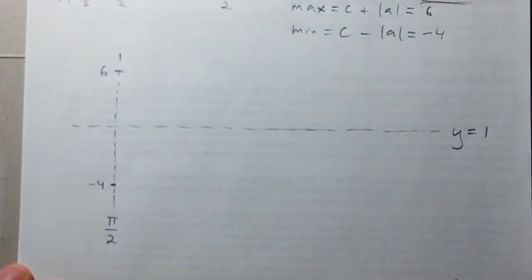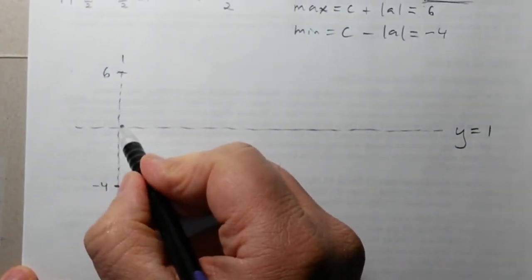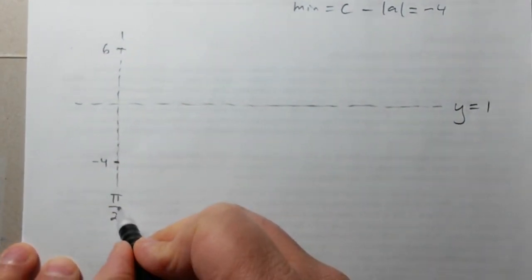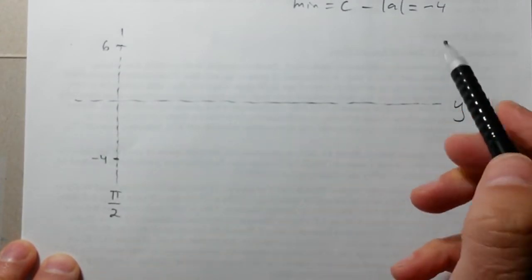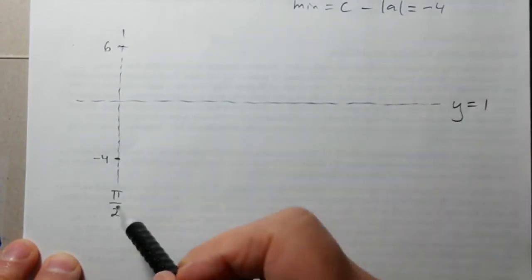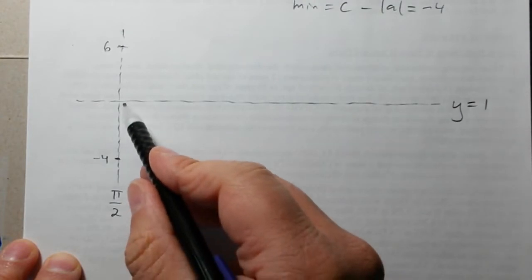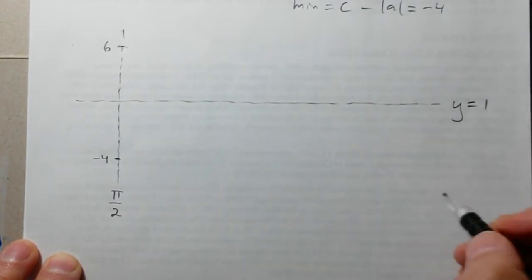So similarly here, now if we start at pi over 2 and the period is equal to pi, then we're going to end up where? Well, we're going to end up at 3 pi over 2.